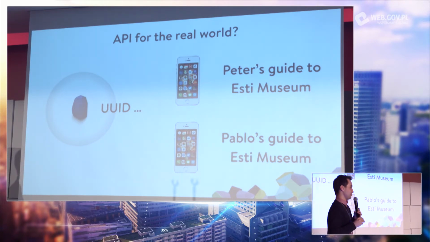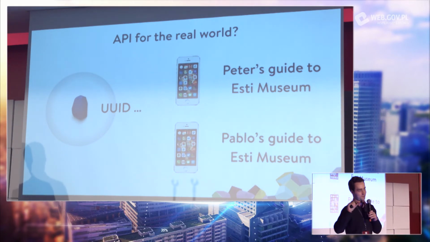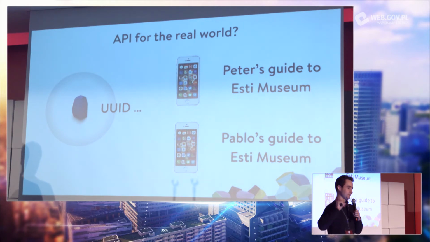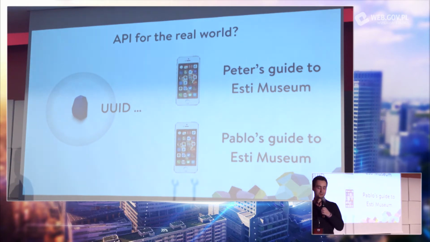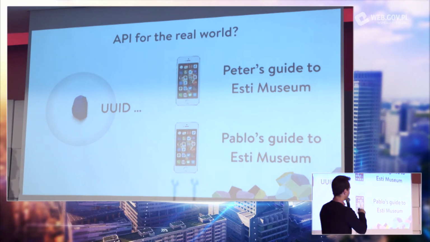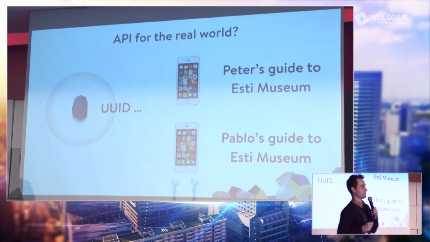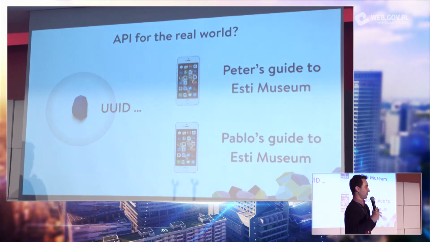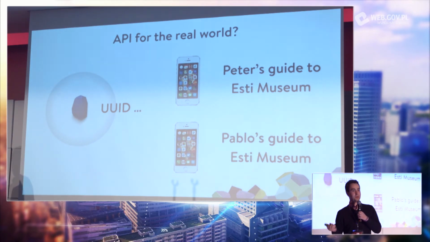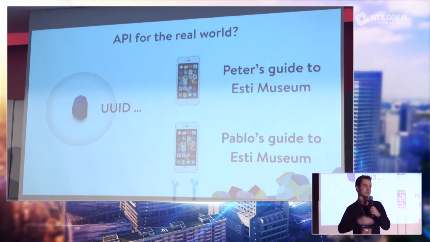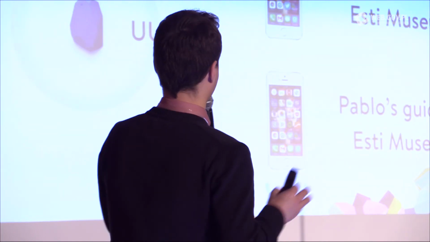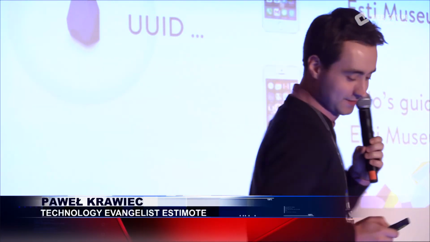Think, if this museum actually had an API section on its page that provided you with a list of all the beacons deployed in the museum, their UUIDs, majors, minors, and all those things, then we could have competing apps built, like a Peter's Guide to Estimote Museum or Pablo's Guide to Estimote Museum, because they can tap into this public beacon infrastructure and build this guide and that guide, and then the end user can choose which one is better. So yeah, I like to think of that as an API for the real world.